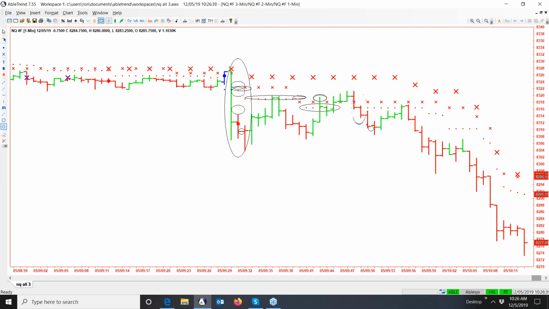This is called a sweet spot. Once we're stopped out, and we have the next triple confirmation, red bar, red dot, red X, we just get right back in again. So now we're short right here at 14. It's hard to see, but the stop loss would go right here.